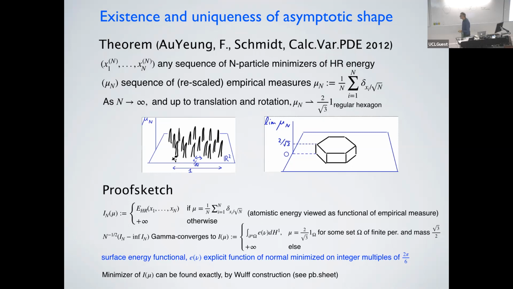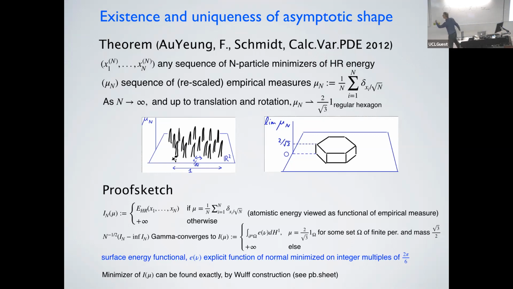For this kind of variational principle, it's known how to find the minimizer. It's something called the Wulff construction, and the minimizer is the Wulff shape for the surface energy. The surface energy we get basically looks like this.